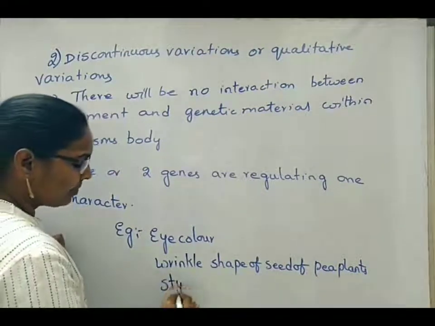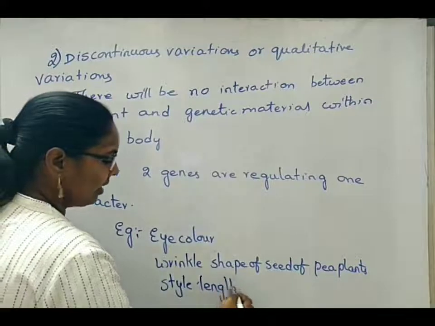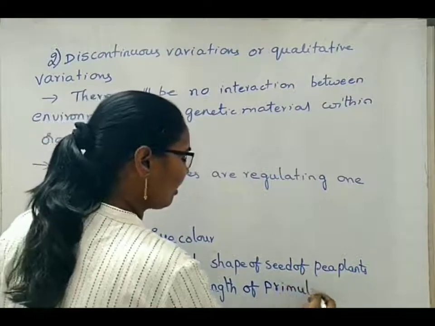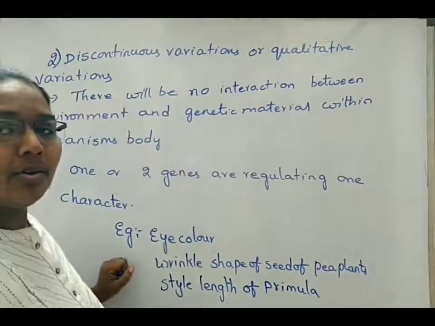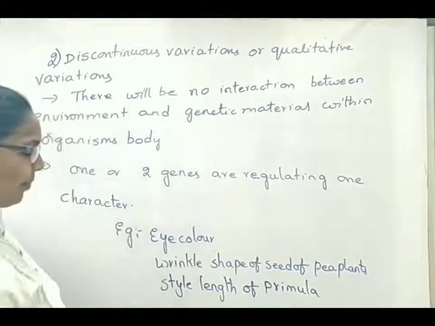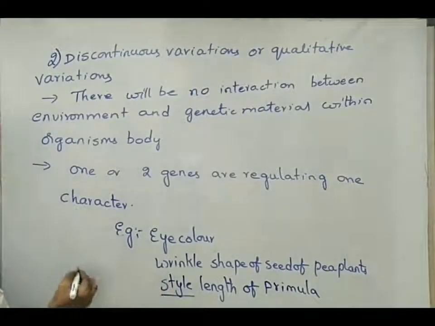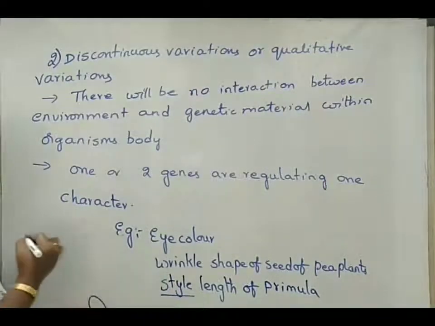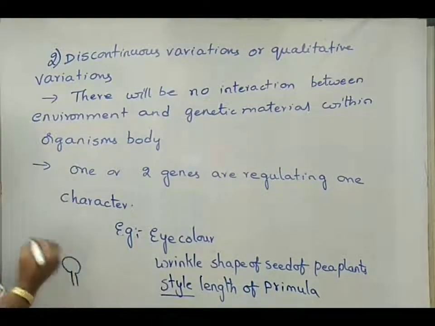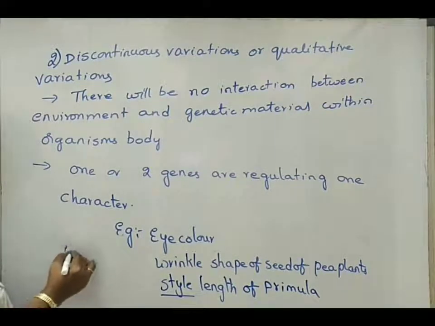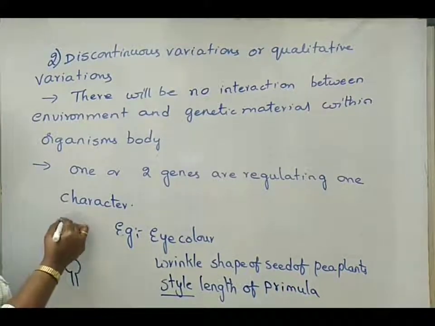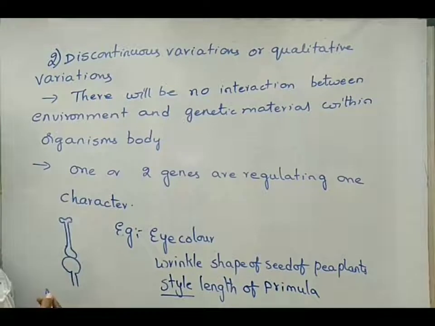Another example is style length of primula plant. Basing on increasing or decreasing of temperatures, the style length of primula plant will be dependent. Now, what is meant by this style? For suppose if this is the pedicel and this is the thalamus or the receptacle. Now here if this is the ovary, the stalk-like structure which is present above the ovary is called as style and the terminal part is called as stigma.